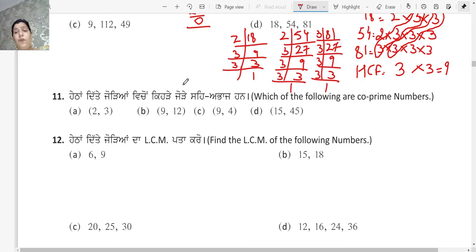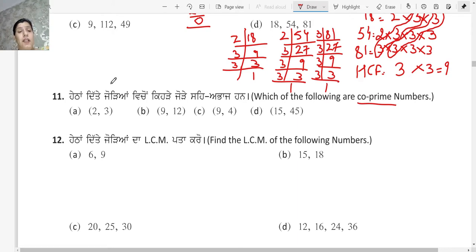Question number 11. Which of the following are the co-prime numbers? Beta, we have a definition of co-prime numbers: the numbers whose only common factor is 1 are co-prime numbers. That means they do not go on any common table. Now it is not necessary that co-prime numbers have to be prime numbers. They can be composite also.